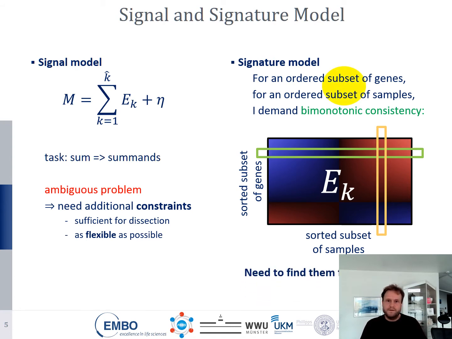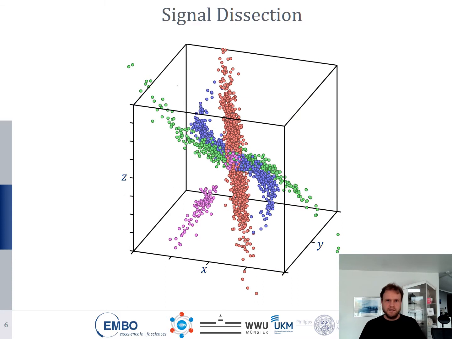Okay, the problem now is we need to find in a huge 2 to the power of n subspace these subsets and these suborderings. Let me now explain to you the main concepts of SDCM with a simple three-dimensional example of only 3 genes X, Y, and Z. The colors are just for you, the method only sees the sample points.